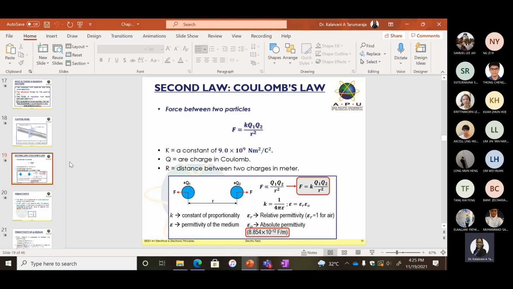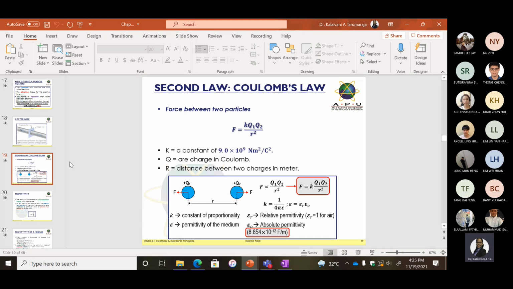Q stands for the charge as usual. In these equations, they have written Q1 and Q2, so indirectly you must have two molecules in your calculations later on. And R represents the distance between two charges, and the unit is always in meters.